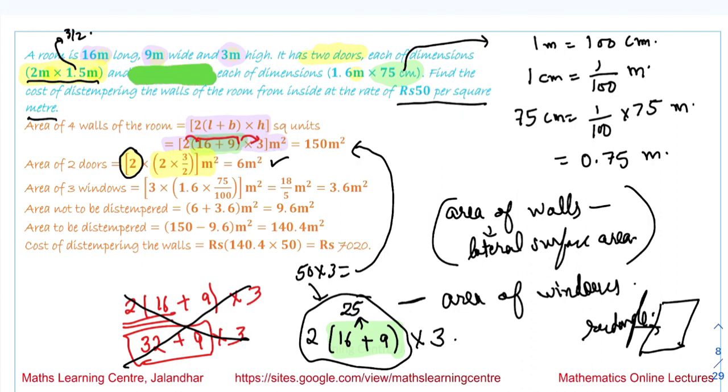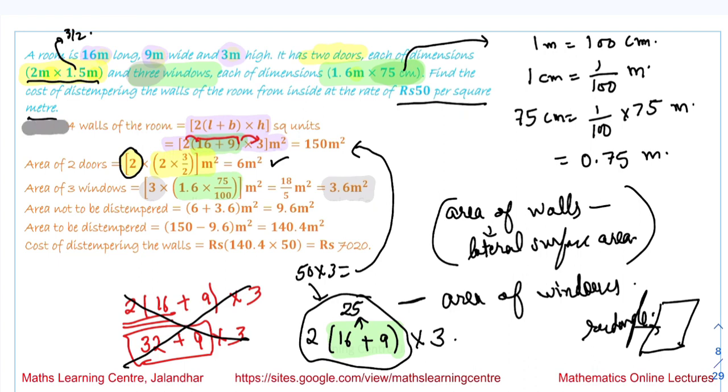Next we have 3 windows, each of dimension 1.6 meter into 75 centimeter. So the area for this is 1.6 into 75 by 100. And how many windows are there? There are 3 windows, so we have multiplied with 3. The answer that we will get over here is 3.6 meter square. This is the area of the 3 windows.